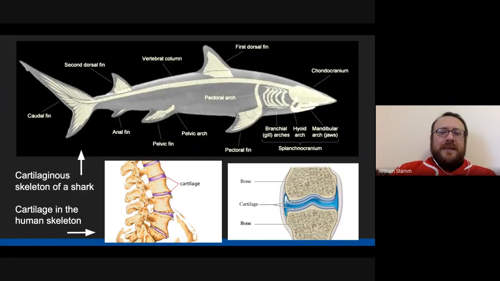This is the cartilaginous skeleton of a shark. This would be if you took an X-ray of a shark. That's where all the cartilage would be. Obviously, all the organs would be in here. Everything is made of cartilage, a softer substance than bone is.